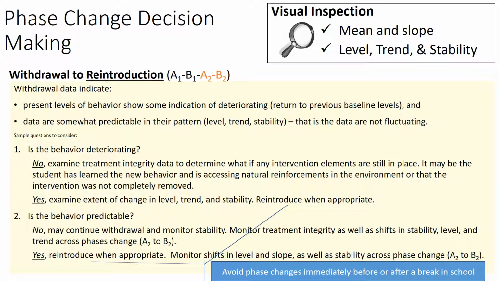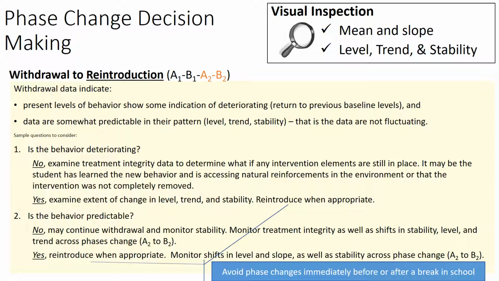When examining your withdrawal phase, visually inspect the data in that phase and examine level, trend, and stability to determine if present levels show some indication of deterioration, that is, a return toward previous baseline levels. Again, monitor the degree to which the data of the behavior are predictable in their pattern and ask the following 2 questions. 1. Is the behavior deteriorating? 2. Is the behavior predictable?